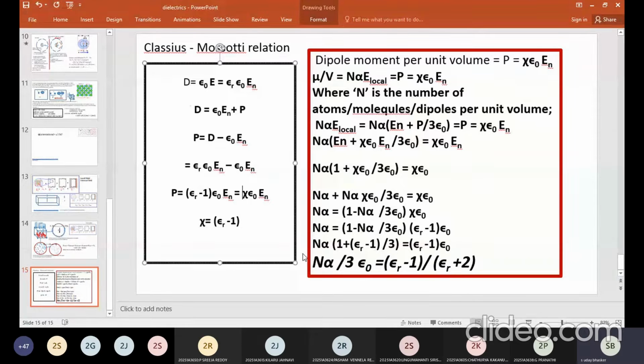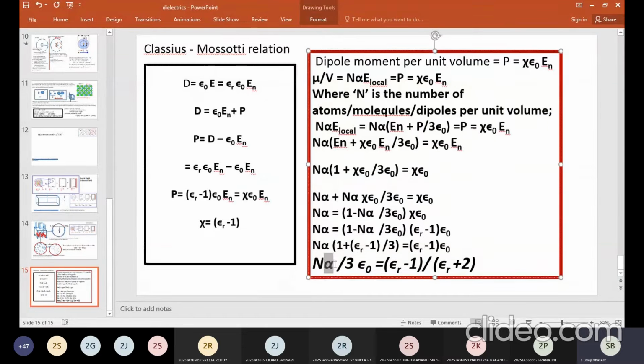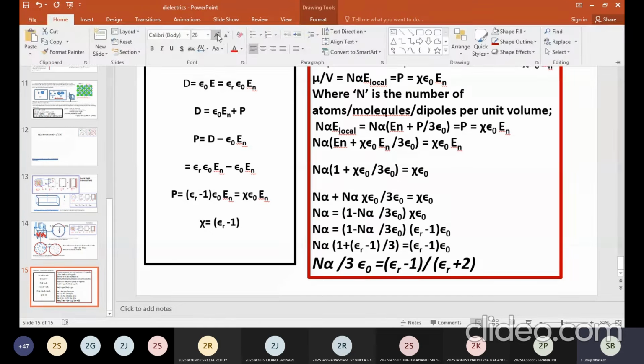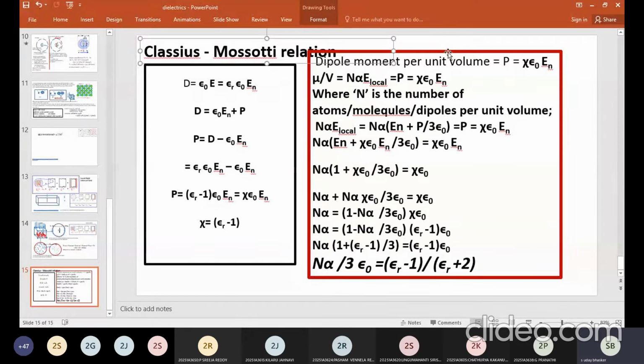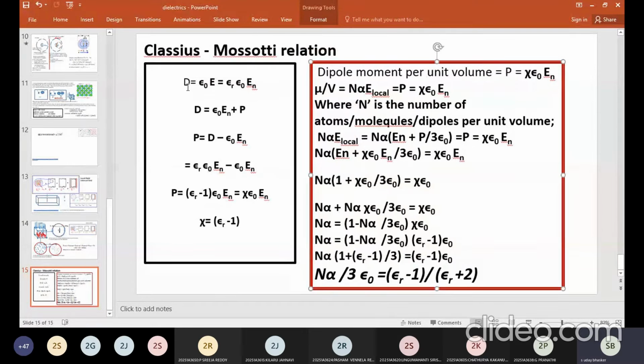That means epsilon r can easily be measured in our laboratories with simple apparatus. But alpha, the polarizability, is associated with independent atoms, which is very difficult to measure in laboratories. That is why Clausius and Mossotti developed a relation to determine the relation between the macroscopic quantity and the microscopic quantity. The macroscopic quantity is epsilon r and the microscopic quantity is alpha.